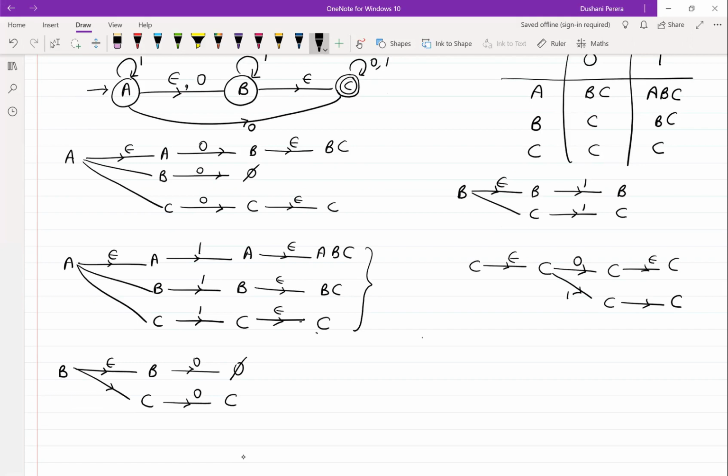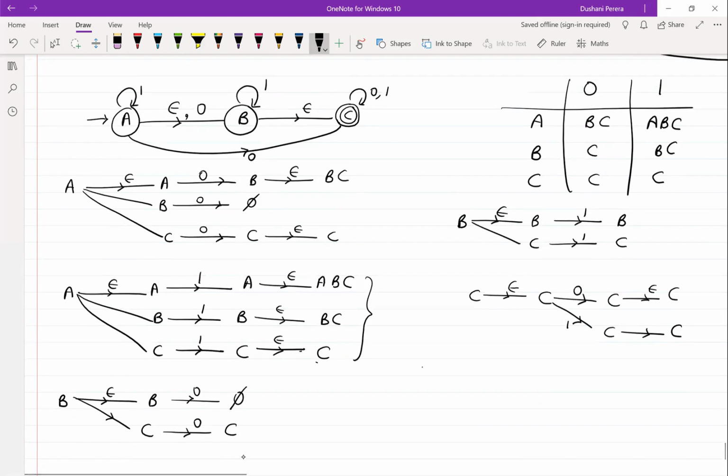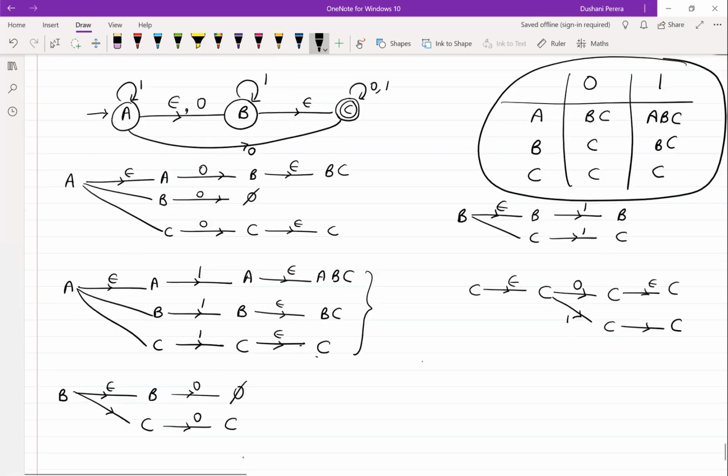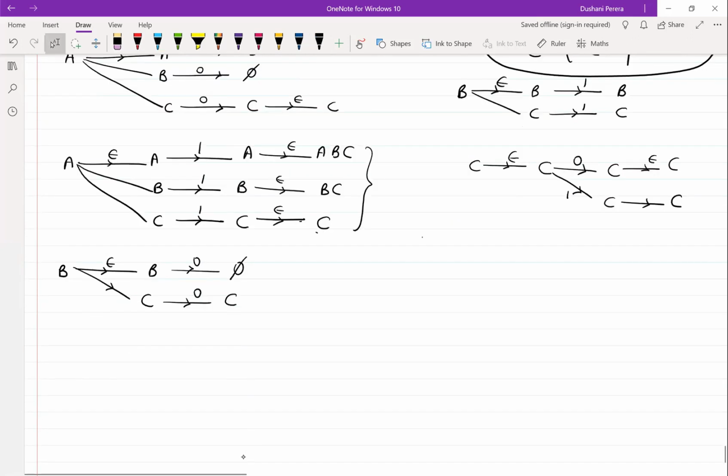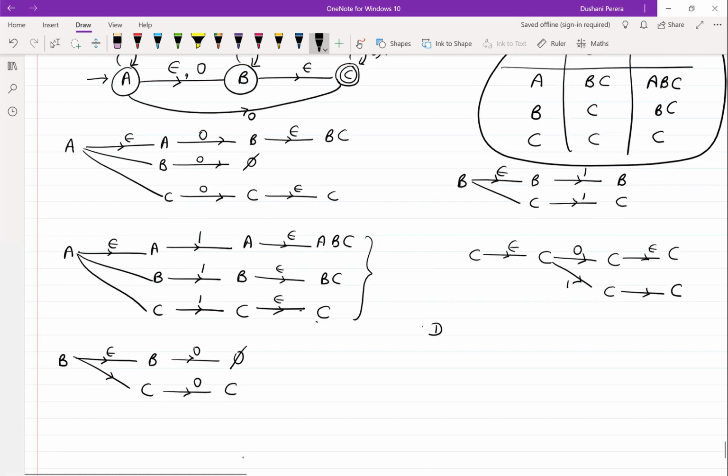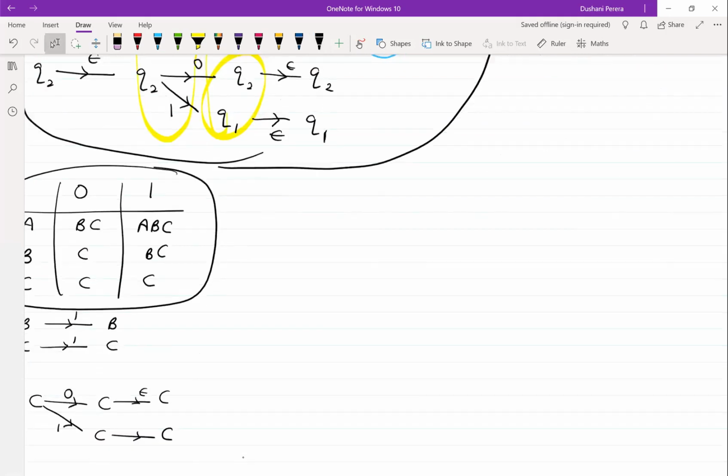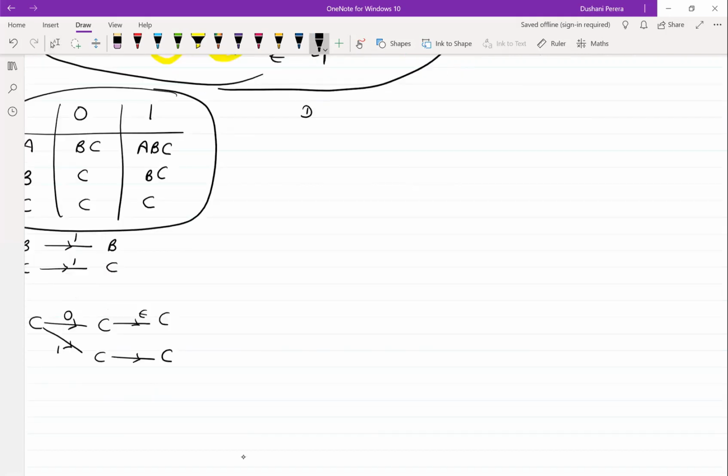Okay. Now, by looking at this, I can come up with the DFA table. By the way, by looking at this, you can draw the NFA for this. Now, by looking at that table which I generated, I can do the table, the DFA.